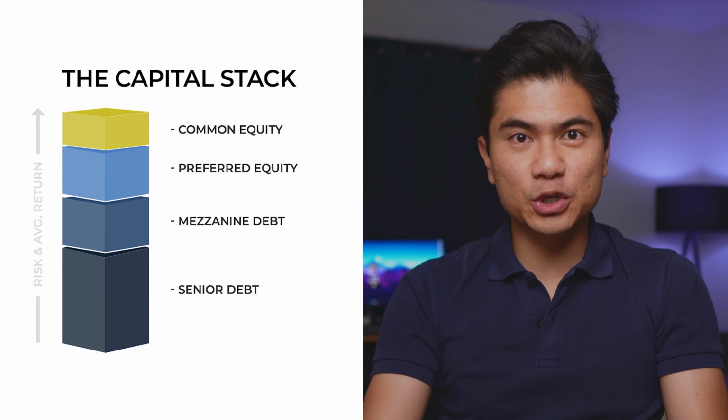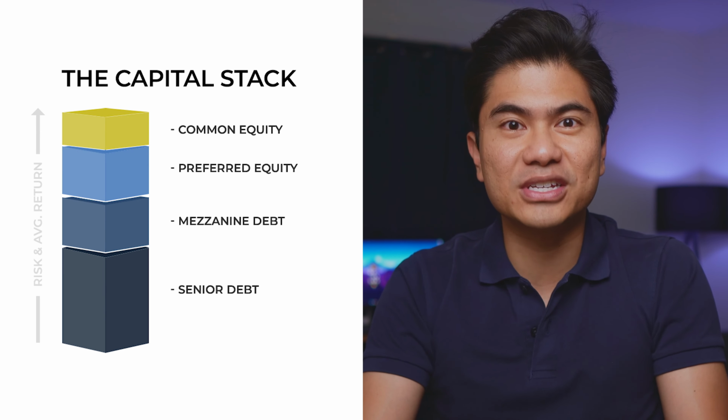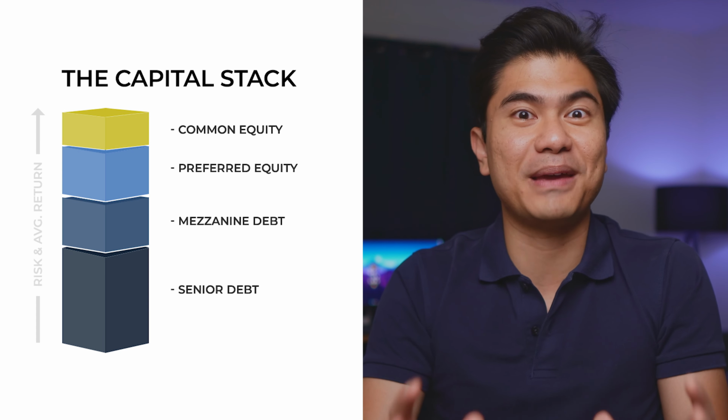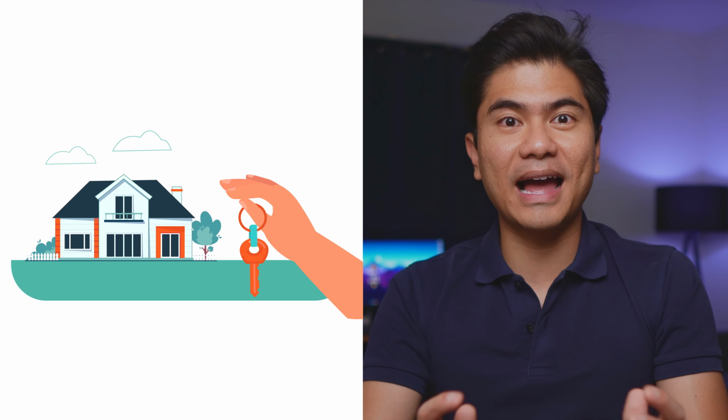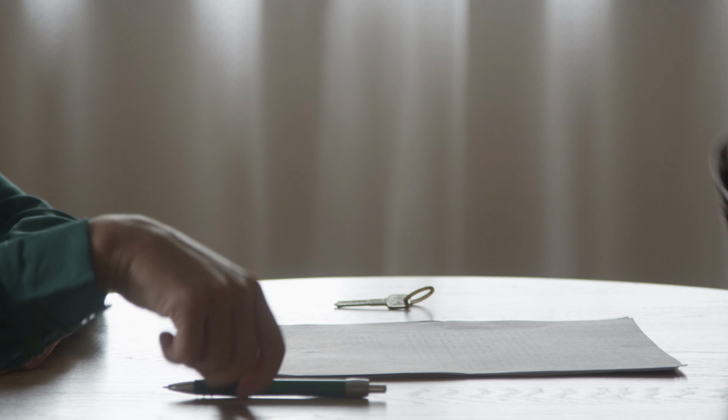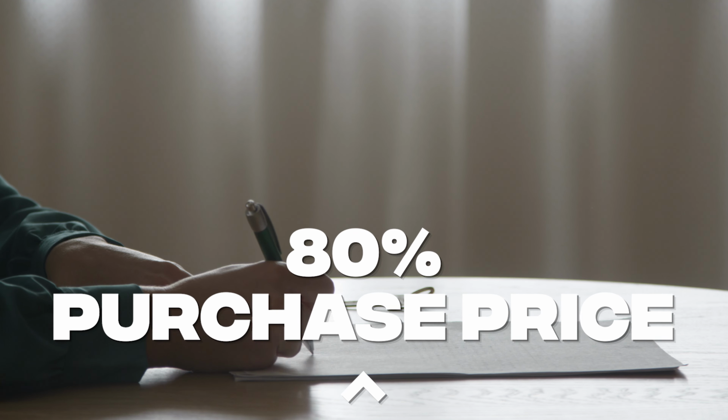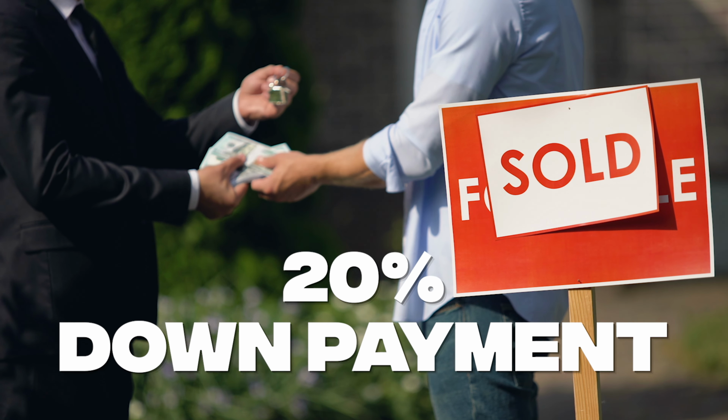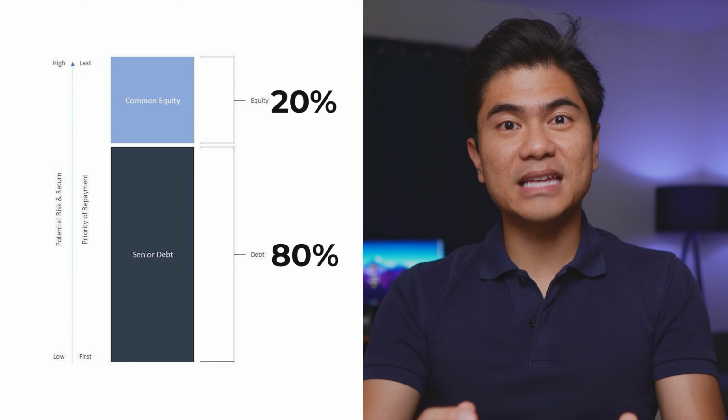So first off, what is the capital stack? In the context of commercial real estate, the capital stack is a visual representation showing the different sources of funding and the order of who gets paid. The simplest example of this is buying a house. When you buy a house, a bank will typically lend 80% of the purchase price, and the home buyer brings the remaining 20% in the form of a down payment. So the capital stack looks like this.